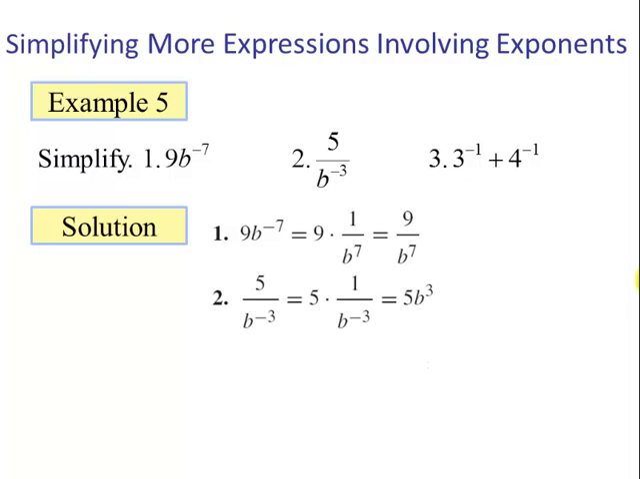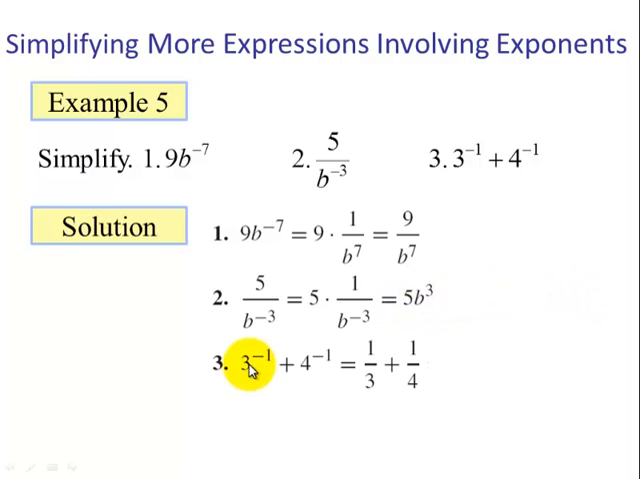Number 2, 5 is a base, b is a base. This is a positive 1. To make this exponent positive, since it's in the denominator, we send it up to the numerator, and we get 5b cubed. We are finished.